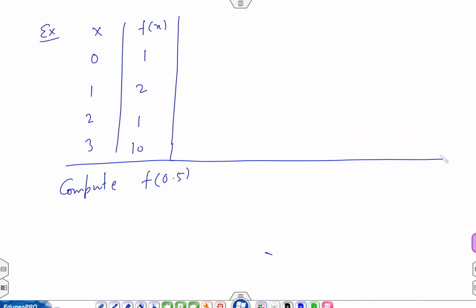What you can do is compute the Lagrangian interpolating polynomial, because you have data points available: 0, 1, 1, 2, 2, 1 and 3, 10. These data points are available.